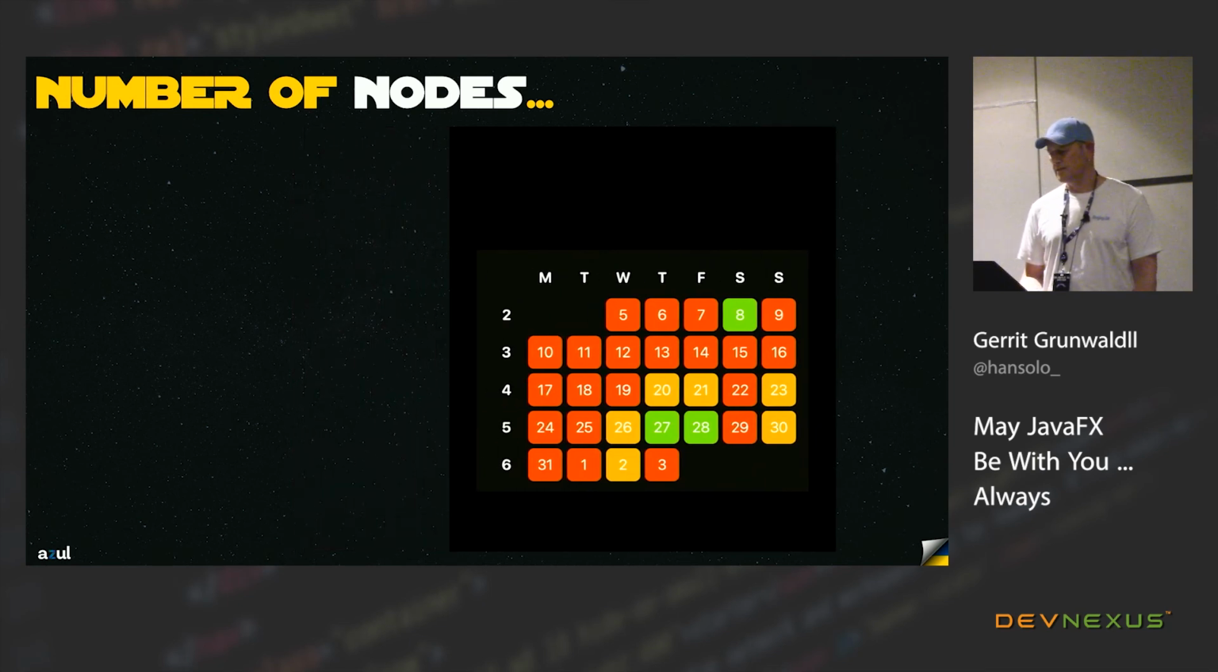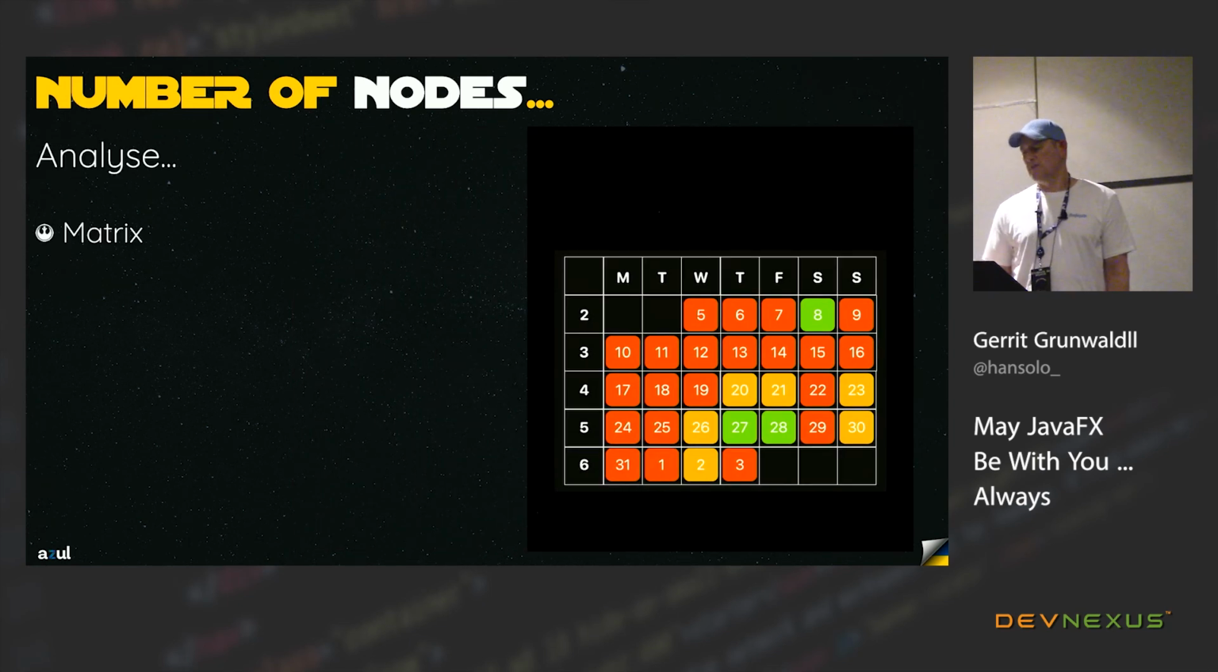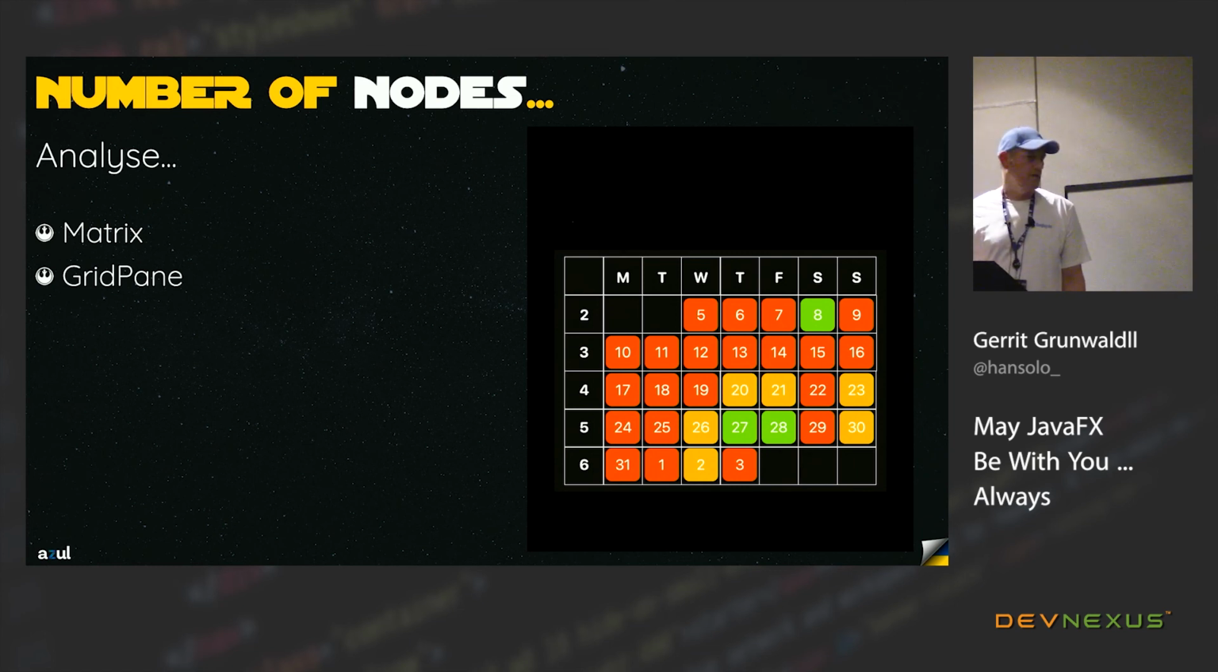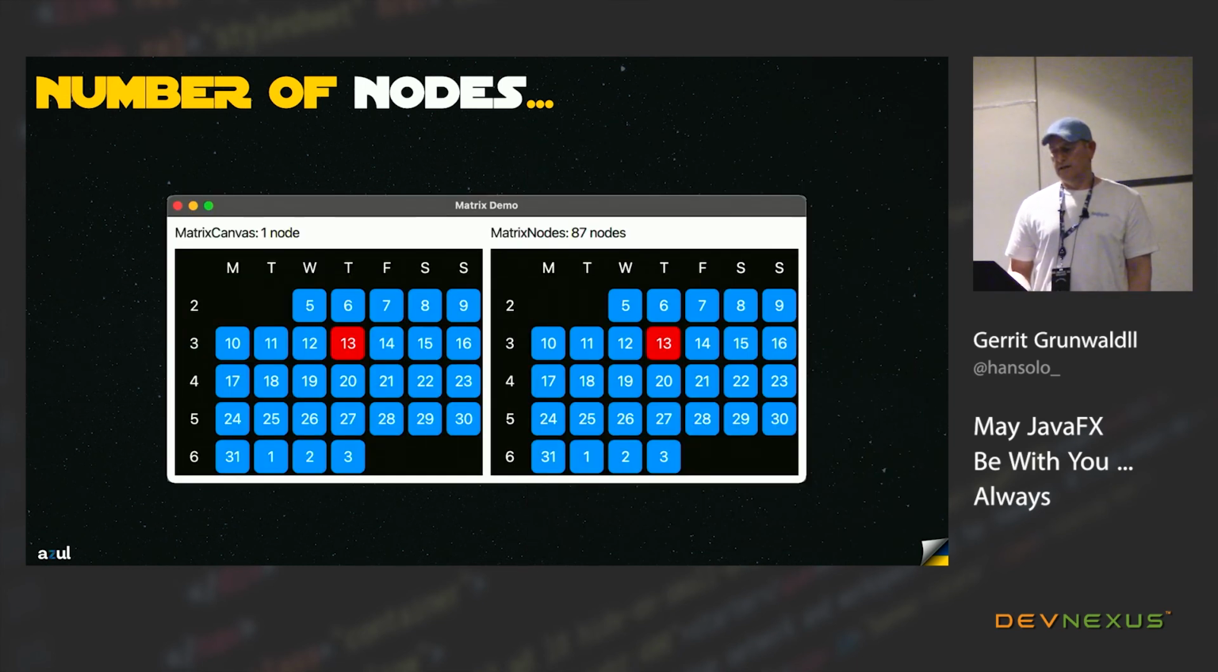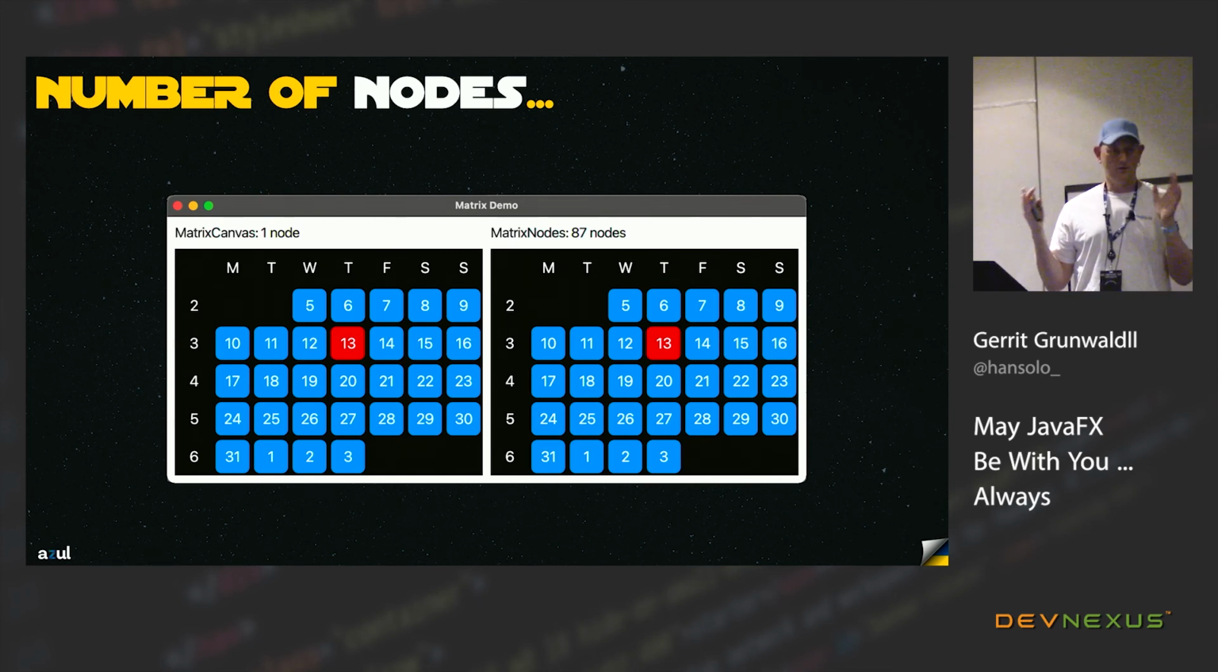It looks easy. If you analyze it, it's a matrix. So probably you put a grid pane there, then you add just labels, right? And then you style them with CSS, which are the colorful rectangles. If you do that, then you end up, you see on the left side, the whole thing is implemented in Canvas. It's 1 node. On the right side, it's 87 nodes for this control. It's a calendar. So if you have an application where you have multiple of these months, then the nodes stack up, and you have no idea because it looks so simple. And this is something you have to keep in mind.